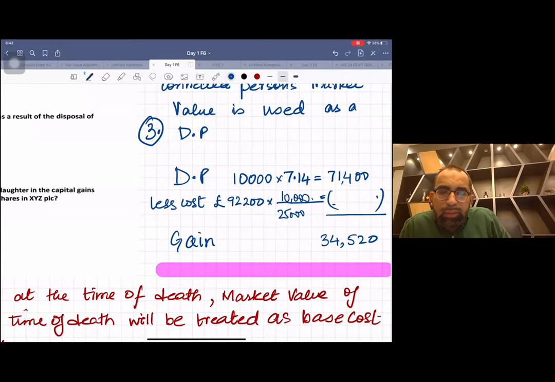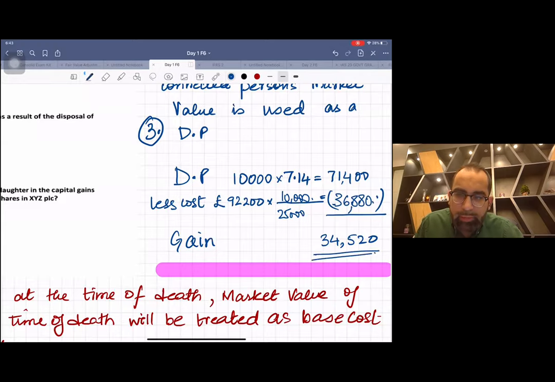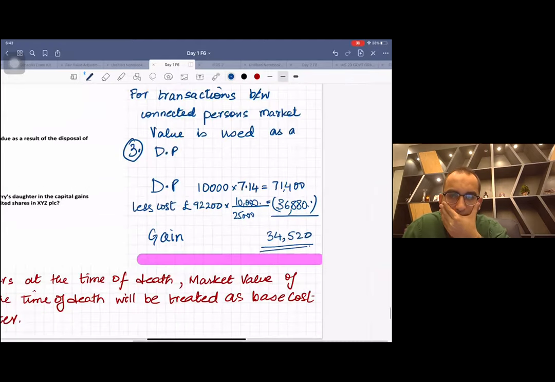Now calculate the cost. Tell me, what is the cost? Can anybody tell me? Yes, 36,880. Okay. So the difference will be your gain. The difference will be your gain. 34,520 is your gain. Take your time.